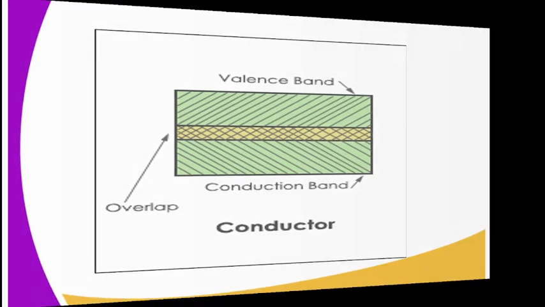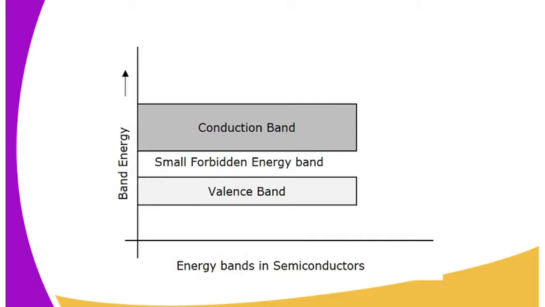Next, we have semiconductors. The energy band diagram for a semiconductor. You can see the energy band diagram. The forbidden energy gap is small compared to that of insulators. That's why we say that semiconductors are in between insulators and conductors. The conduction band has almost no electrons, while the valence band is almost completely filled.